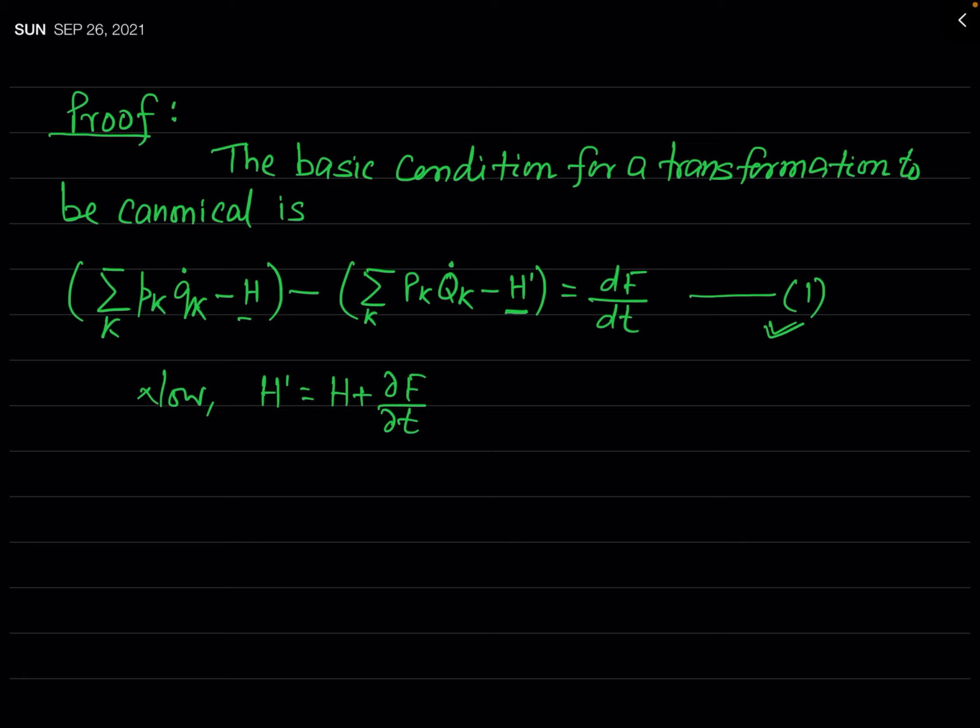Now let us suppose our generating function F is not an explicit function of time. Remember, you cannot say that F is not a function of time. F is a function of time, so that this dF by dt is not 0. But I am saying that F is not an explicit function of time. What does it mean? It means the time coordinate does not appear explicitly in the expression of F. Then you say that F is not an explicit function of time.